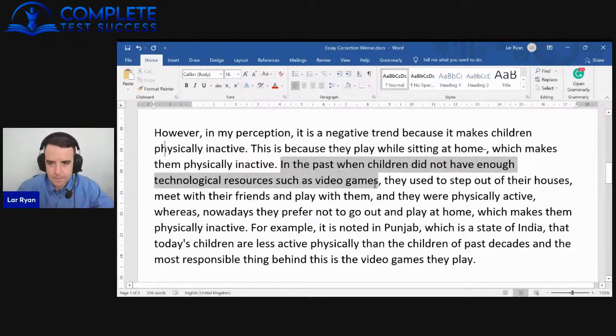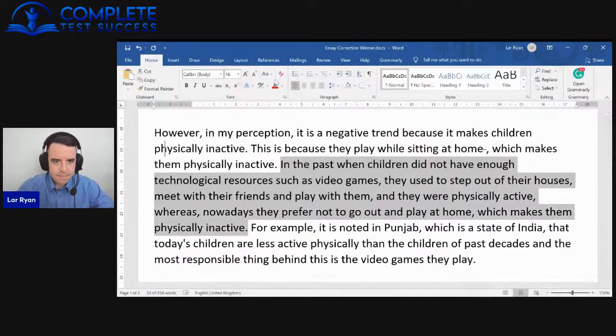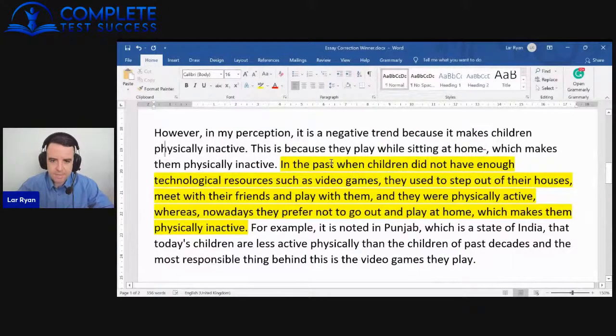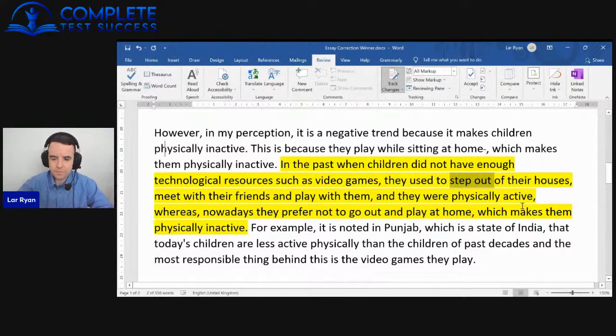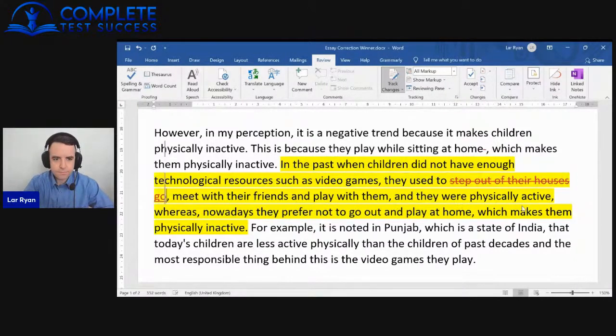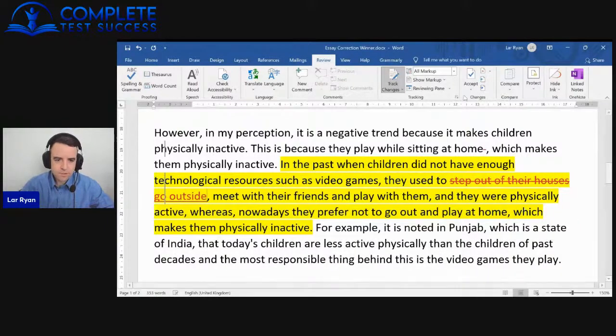Okay, so moving on here. In the past, when children did not have enough technological resources, such as video games, they used to step out of their houses. Yeah, not step out. Let's change that to go out. Used to go out of their houses or go outside. You know, go outside is more natural. I'm going to change that. Used to go outside, meet with their friends, and play with them, and they were physically active, whereas nowadays they prefer not to go out and play at home, which makes them physically inactive.